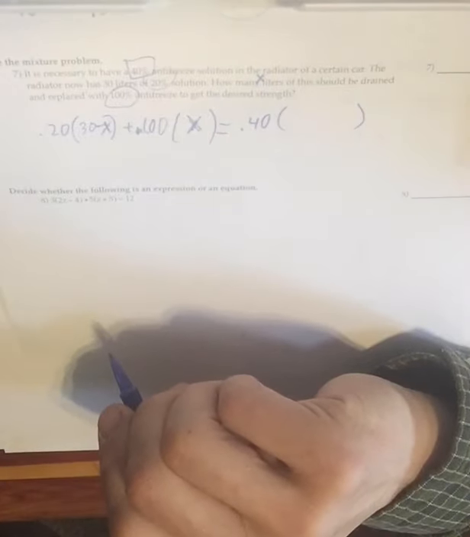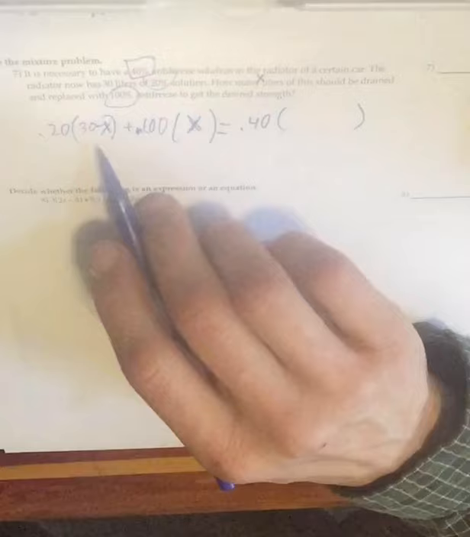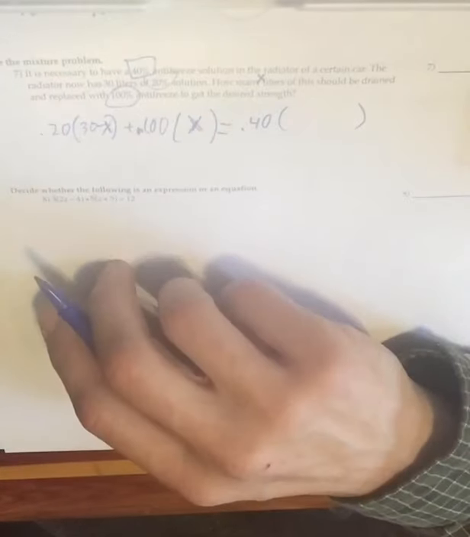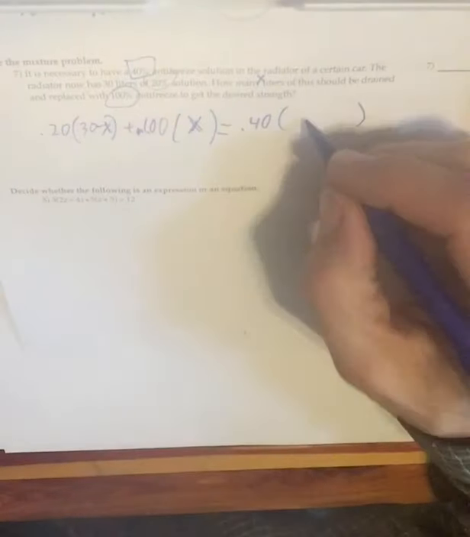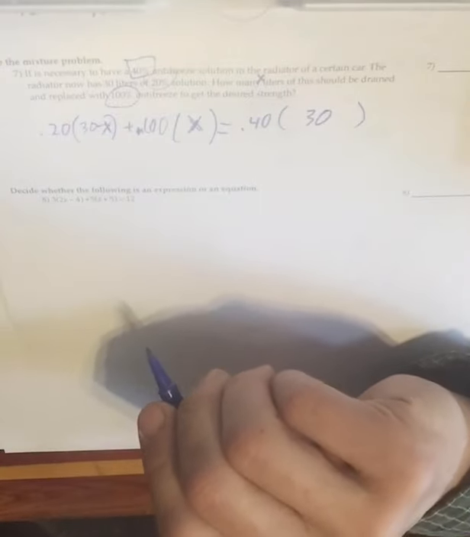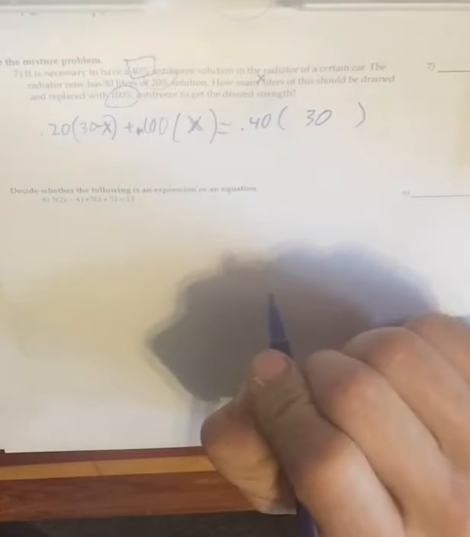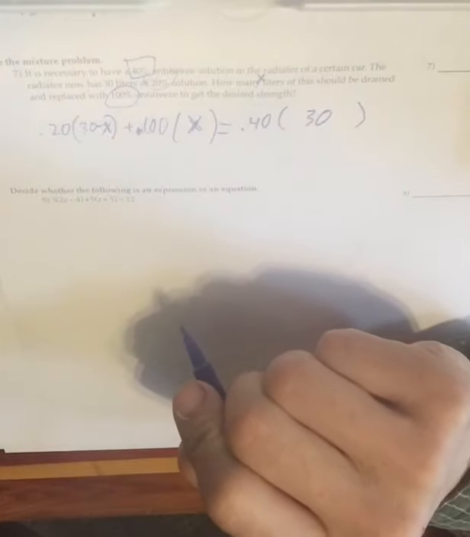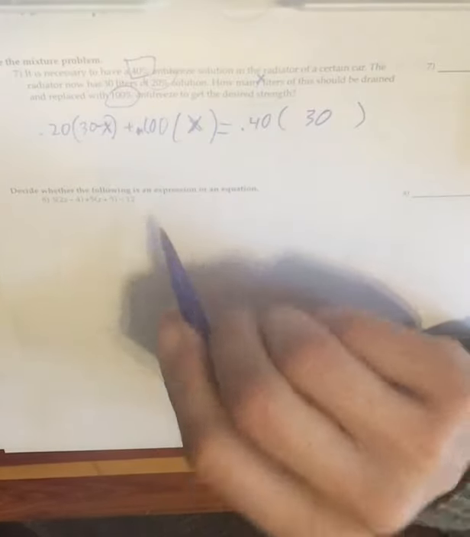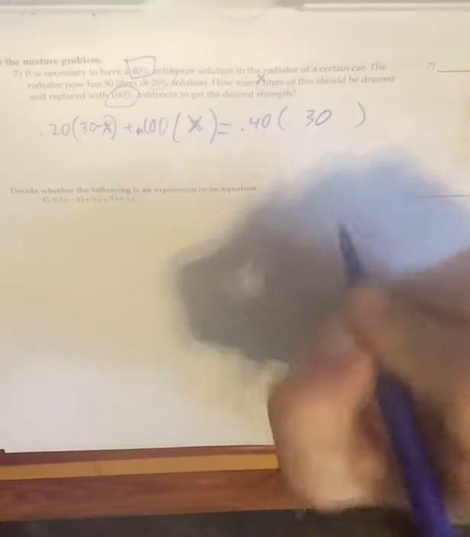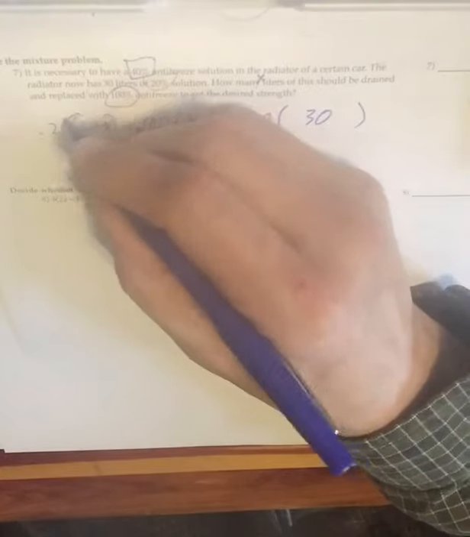And what I'll end up with, if you start with 30, you take away the x and you add x, you end up with 30. We're going to end up with a full system, 30 liters of the 40% stuff. So that's my equation. That's the setup on that. I'm going to do distributing right here to get rid of the parentheses, and then we'll see what we got to do to solve for x. So get rid of the parentheses first. This is the distributing part.